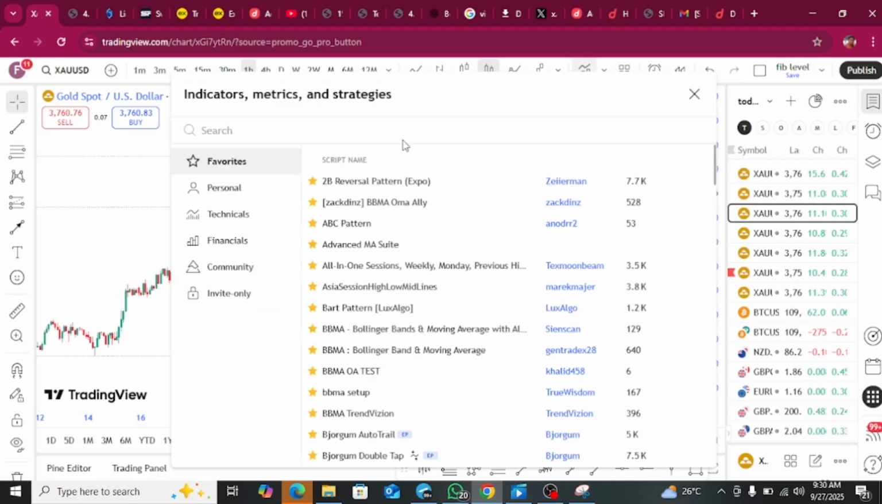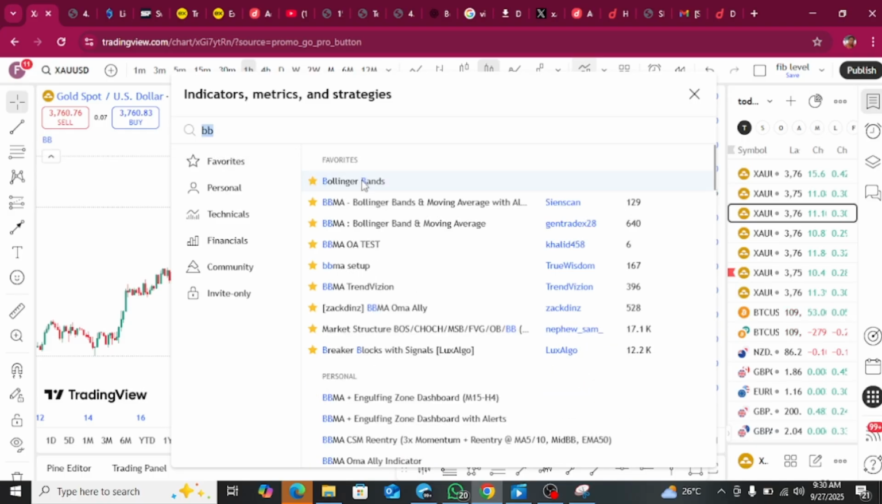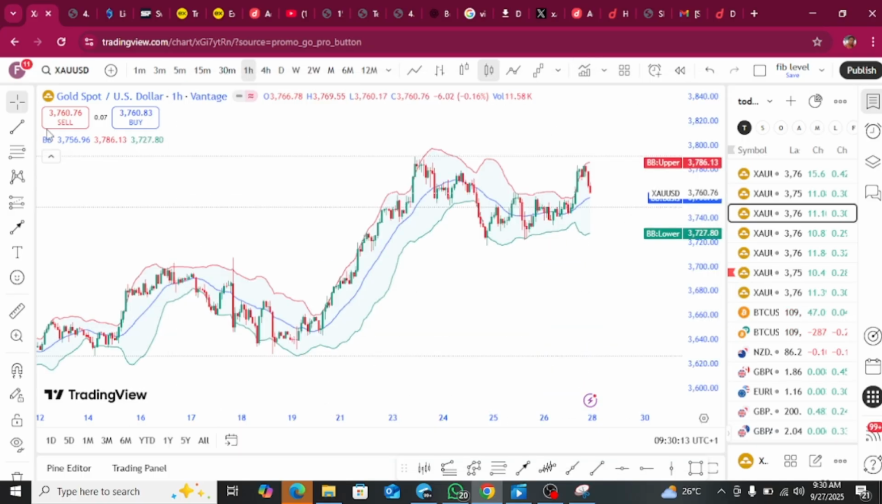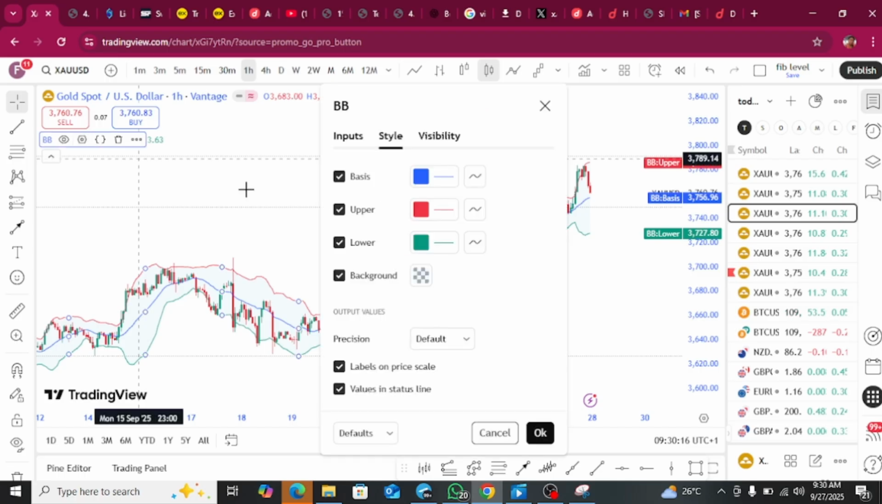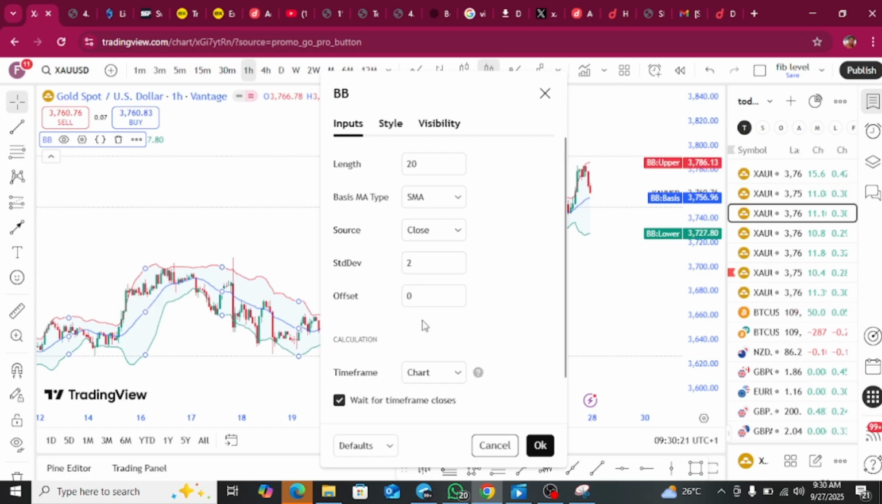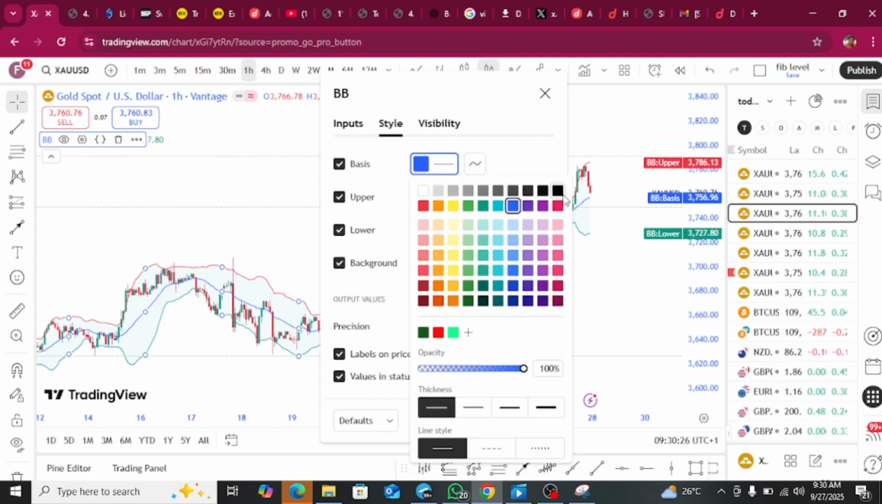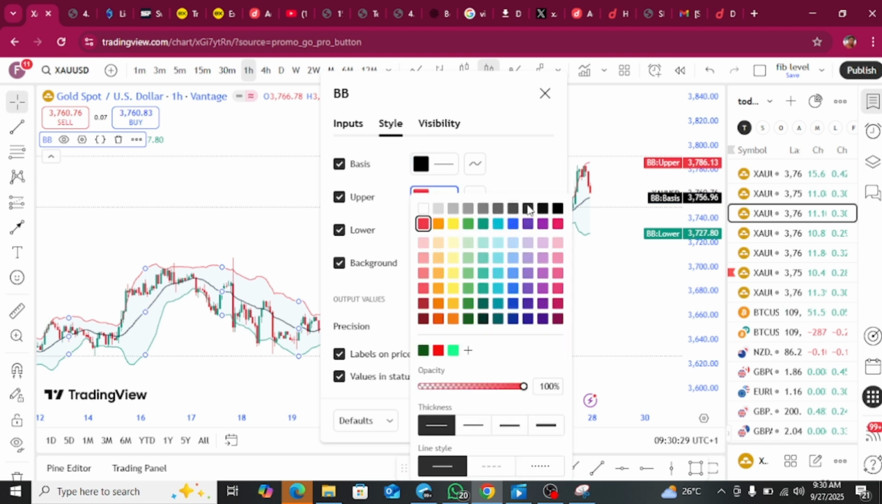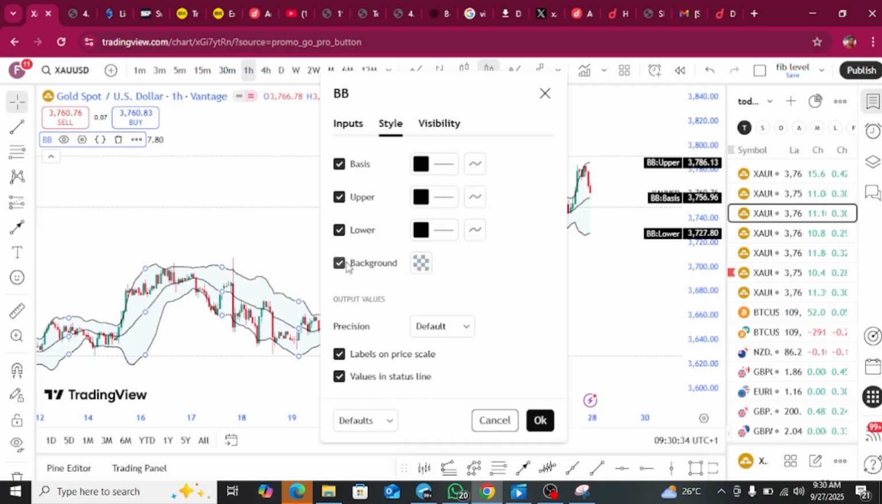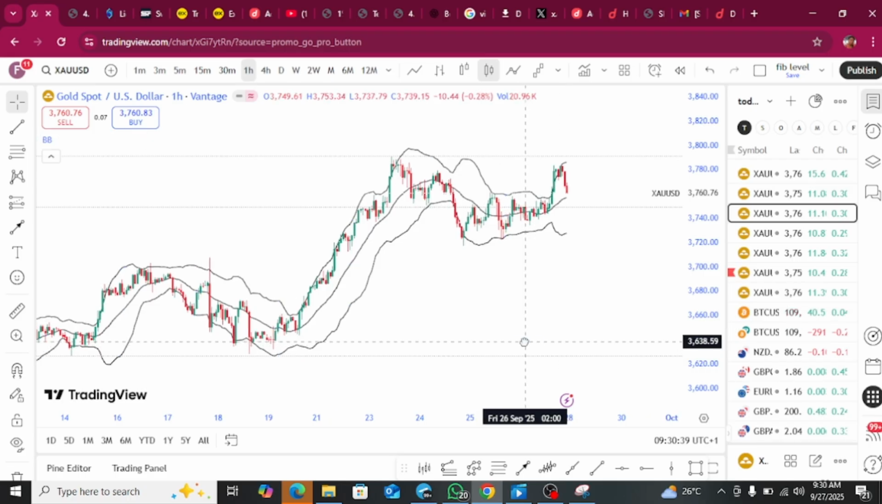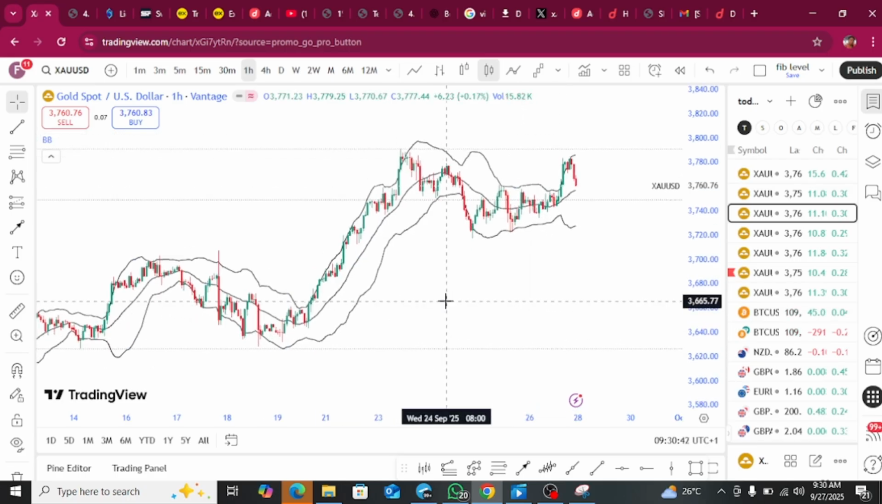So the first thing you need to do is come to your indicators and type BB. You choose this first one, the Bollinger Band. I'm going to use two indicators on this. These are the settings, nothing changed, everything remains the same. The only thing I'll change is these colors, because I just want to deal with only one color. So I'll change everything to black, remove the background, and remove the label and the value. So my Bollinger Band is coming out neat and clean.